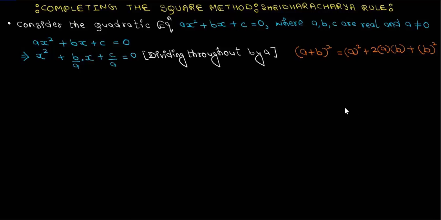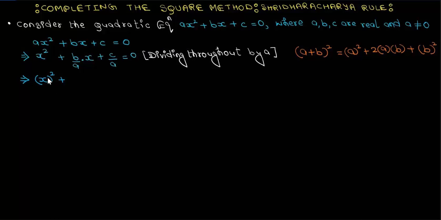Here you need to consider a very basic formula, that a plus b whole square is equal to a square plus 2ab plus b square. Or in other words, I can say if I have two values a and b such that a square plus twice of a into b plus b square, then it is equal to a plus b whole square. So by remembering this concept, we have divided this equation throughout by a. So we are left with x square plus b by a x plus c by a equal to 0.